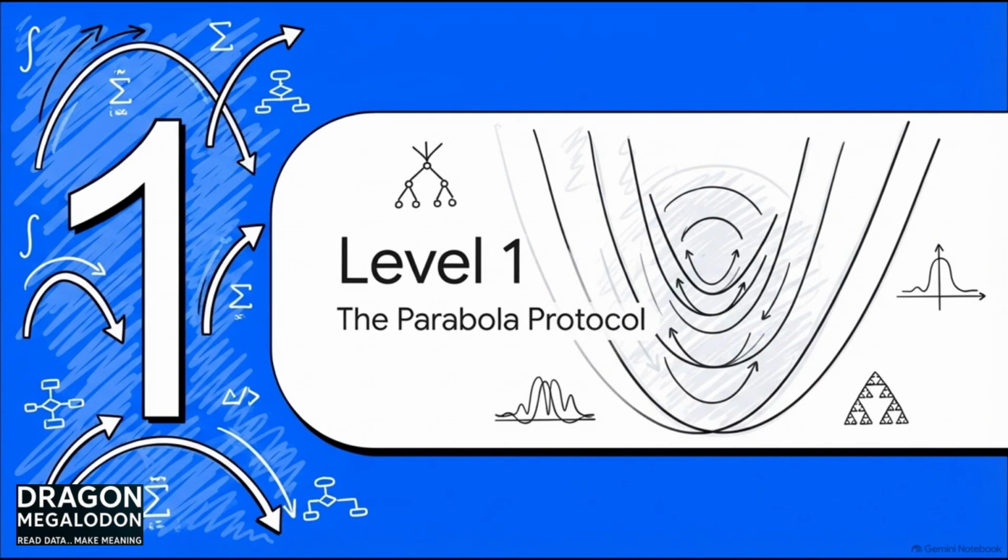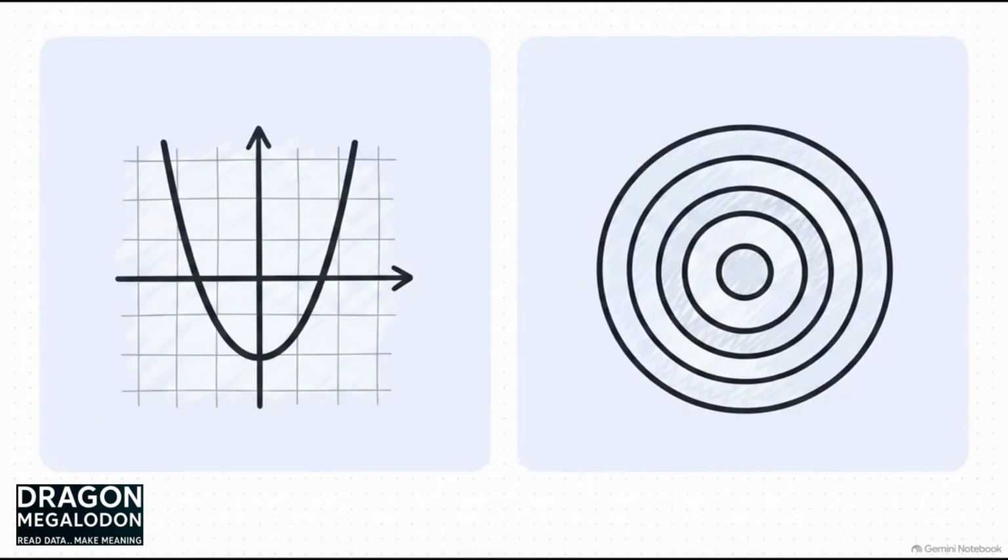Level 1, the Parabola Protocol. So we start at the absolute base layer of our physical universe. This is where quadratic functions live. They dictate gravity, motion, optimization, you name it. And they operate as parabolas, those elegant U-shaped curves.